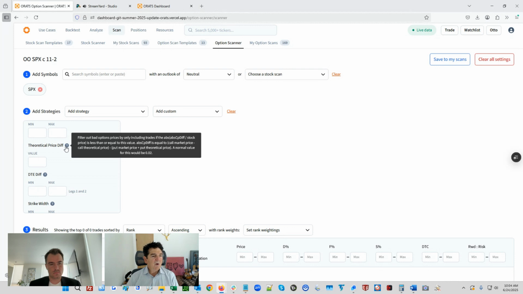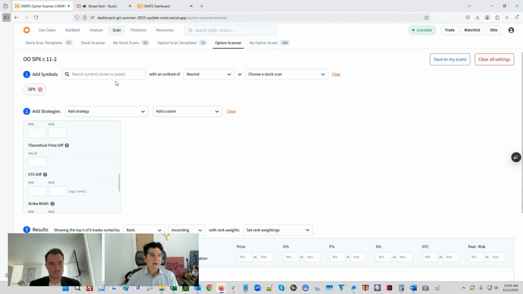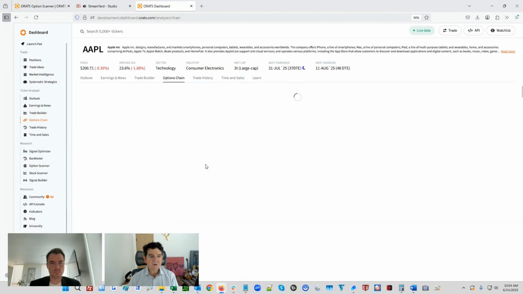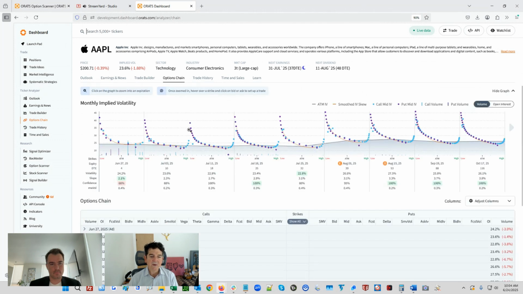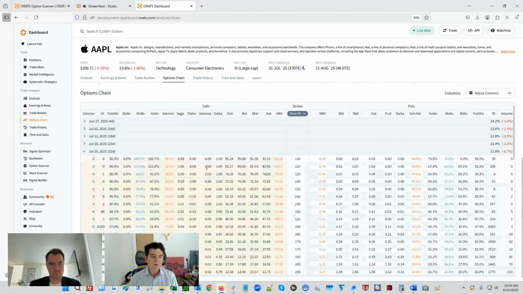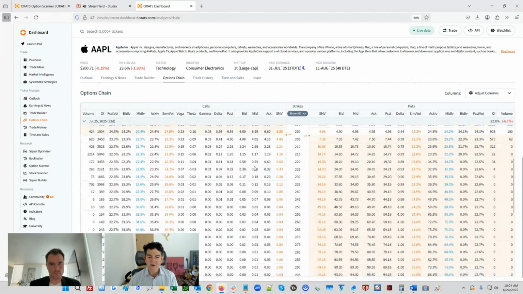As many of you know, our theoretical price is calculated off of a skew. So I'll just look at what that is real quick. One of the big things that we do at ORATS is we create this orange line, which is a theoretical price. And you can see what the theoretical price is versus your options, and it's often very close.